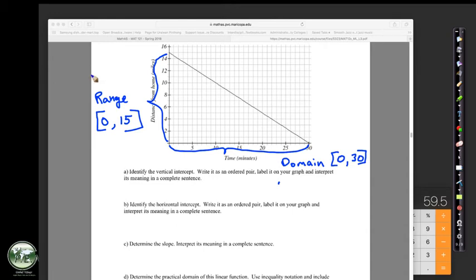When it asks for the inequality notation, is that when it's less than? Oh, yes. So this is interval notation. Yeah. Inequality notation. Here we write it as 0 less than or equal to, did we use f of x? Or, I don't know, y. Whatever we used for the function, less than or equal to 15. For the domain, we do the same thing, 0 less than or equal to x less than or equal to 30.